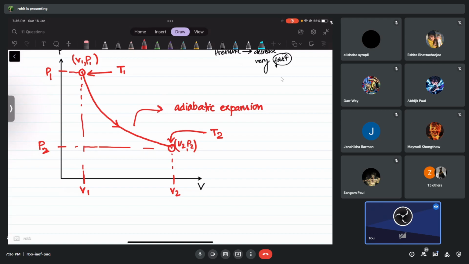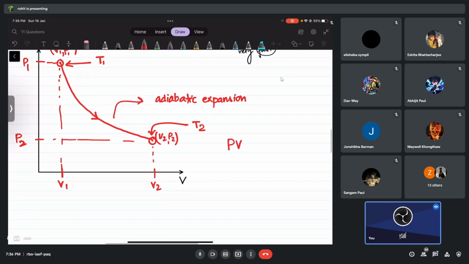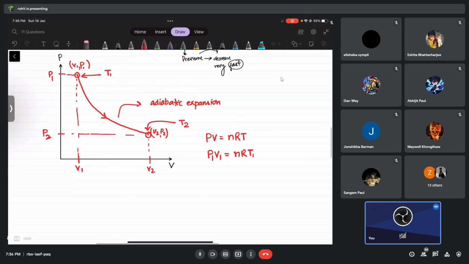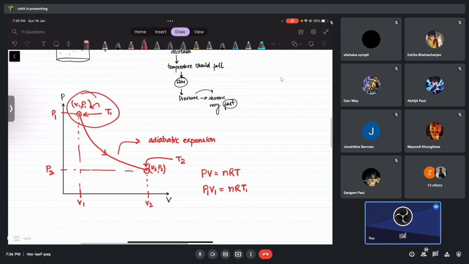But look at this now. Can I use this equation PV equals nRT? Yes, you can use it. Can I use it for the first case? Yes, I can use it. PV equals to what, guys? nR, what should I write here now? T1, right? Because in this position the temperature is T1. At any other point somewhere here, what do you think? The temperature is T1 or it is a different temperature? What do you think, guys, there?